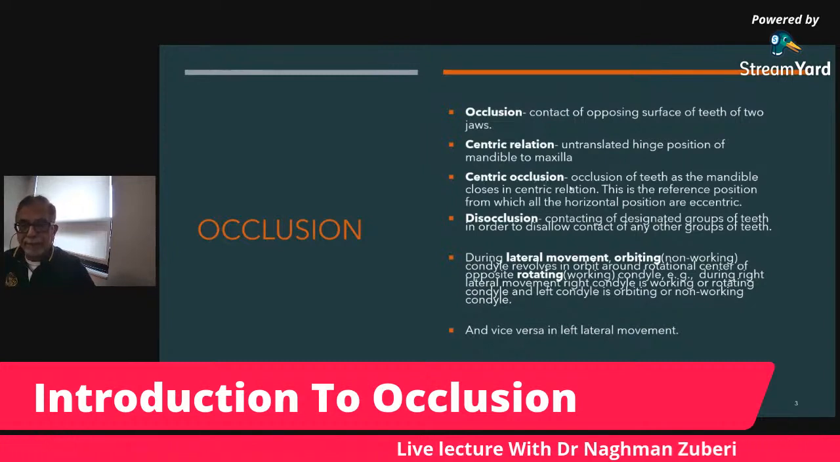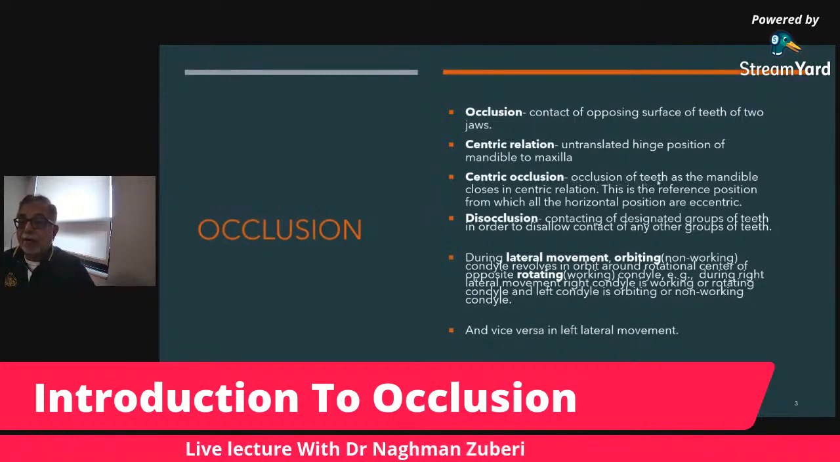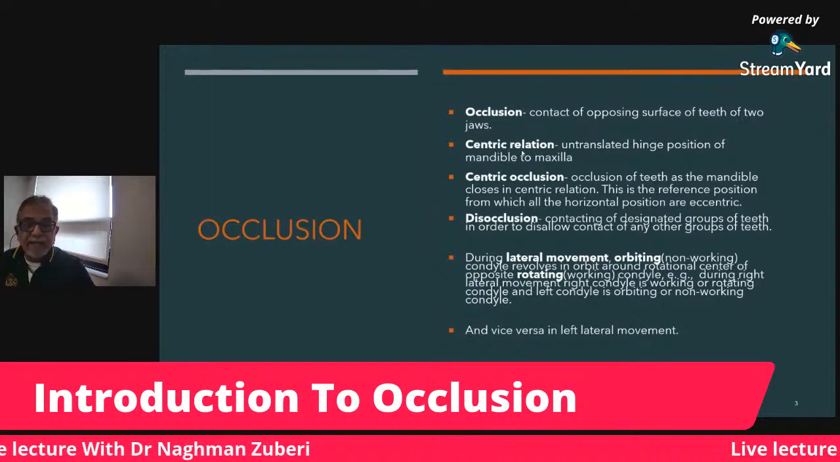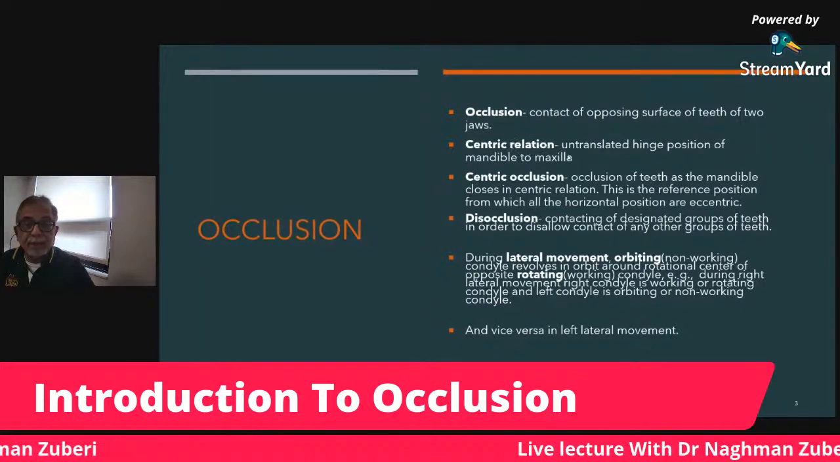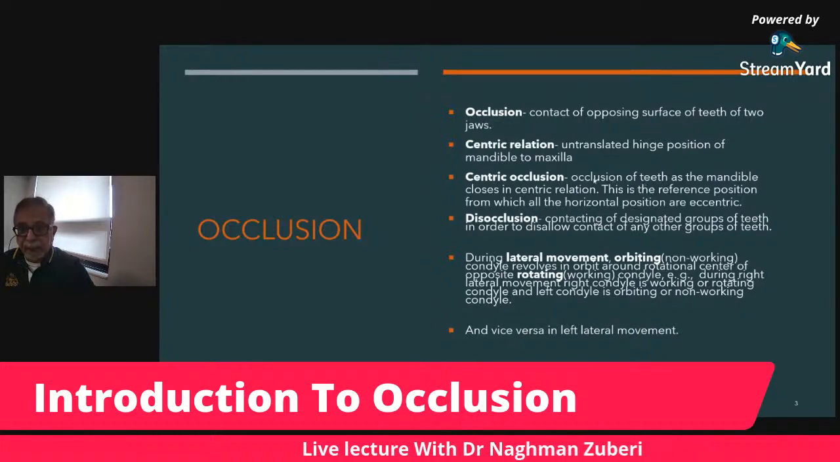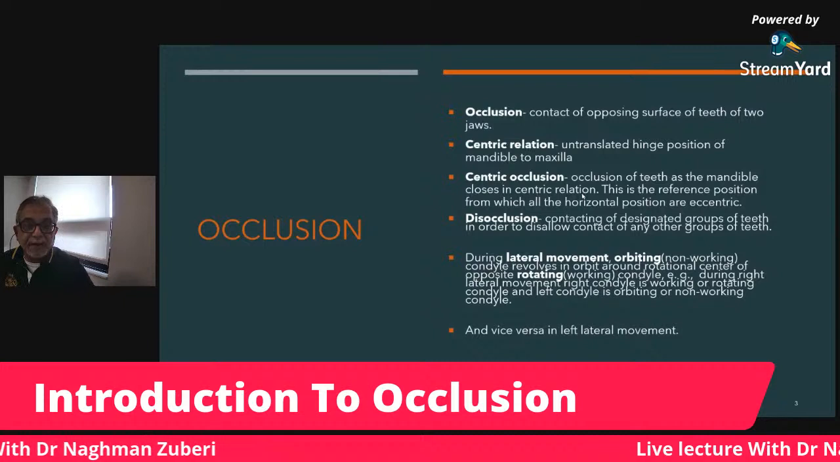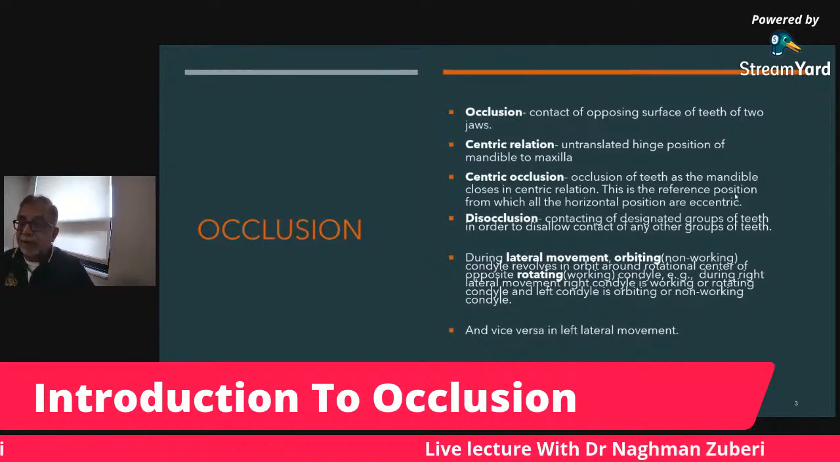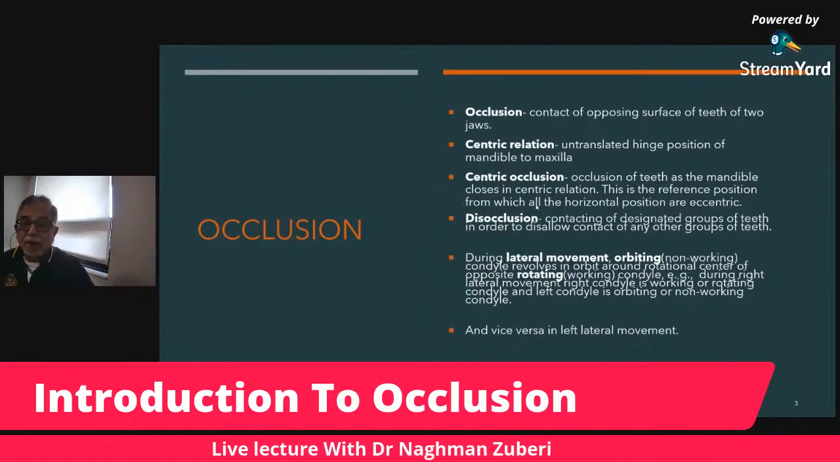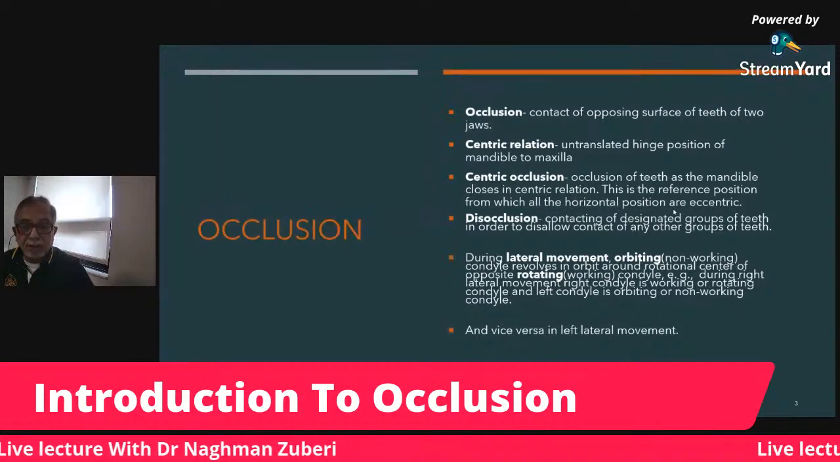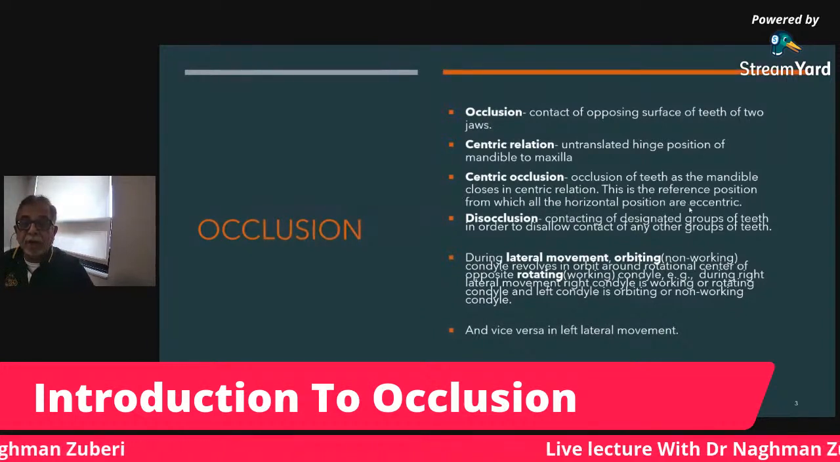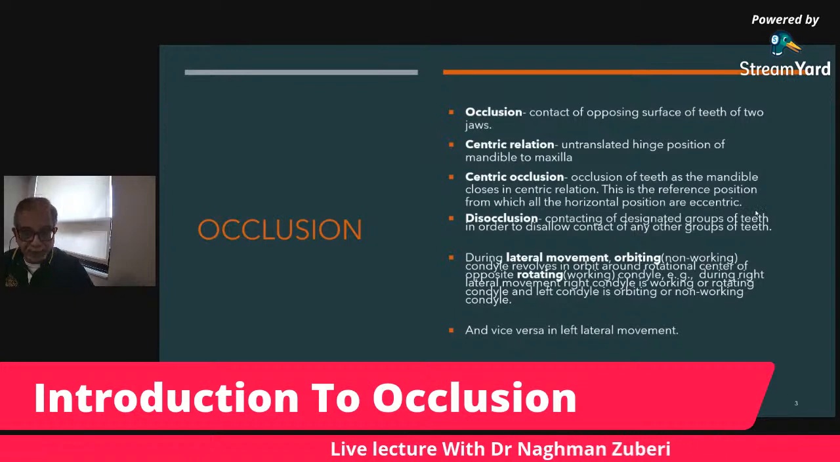Centric occlusion is occlusion of the teeth. Relation has nothing to do with teeth. Occlusion is of teeth, occlusion of teeth as the mandible closes in centric relation. This is the reference position from which all the horizontal positions are called eccentric positions.